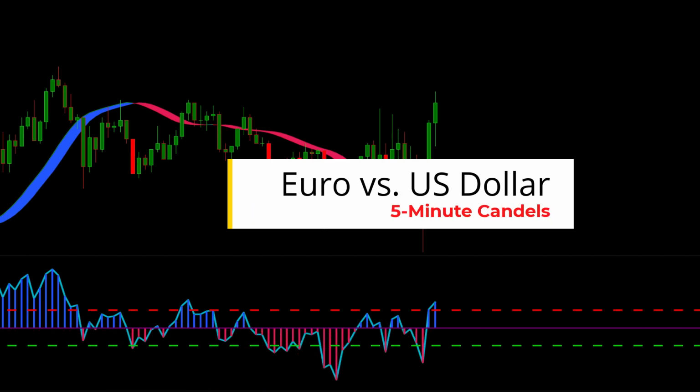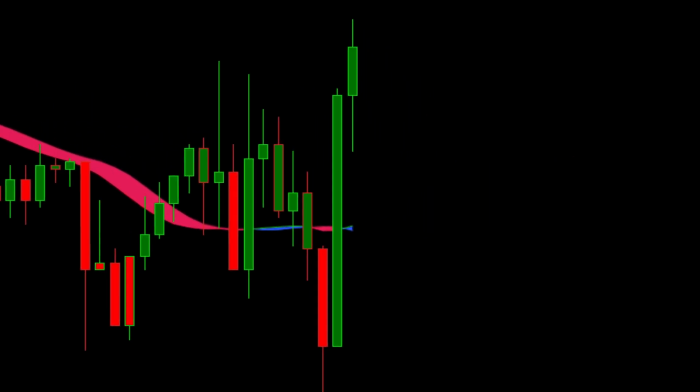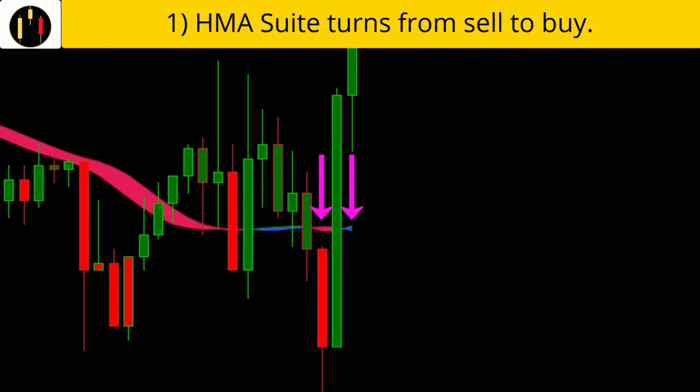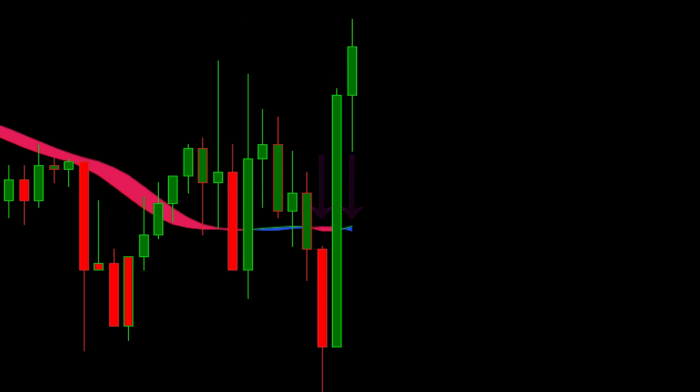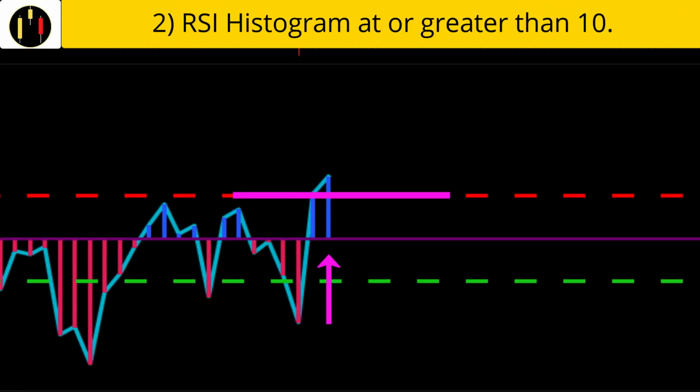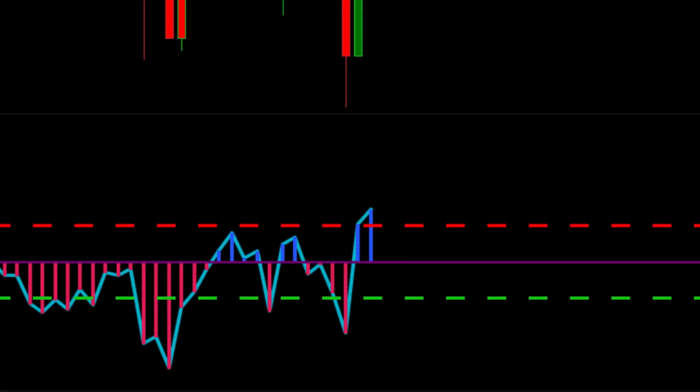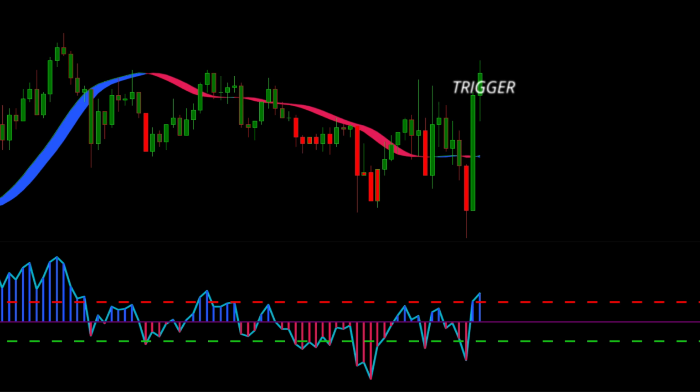The rules to enter a long on Alan's Lag are: first, the Hull Suite indicator must turn from a red sell to a blue buy. Second, the RSI histogram must be at or above the 10 line on the first candle where the HMA turns to a buy. This is our trigger candle.